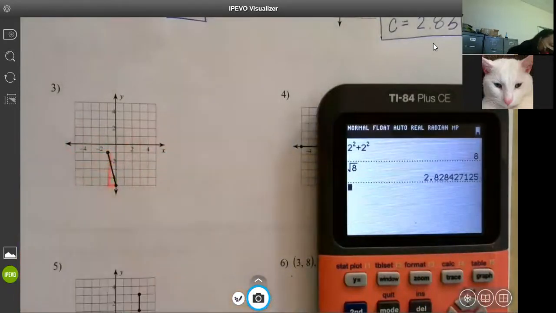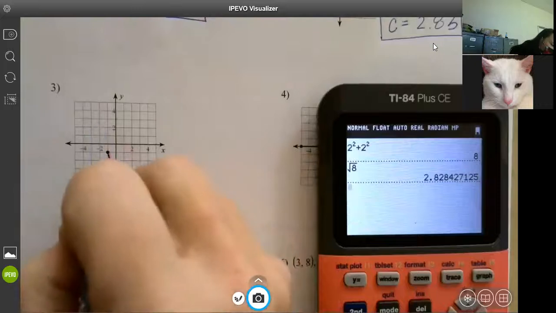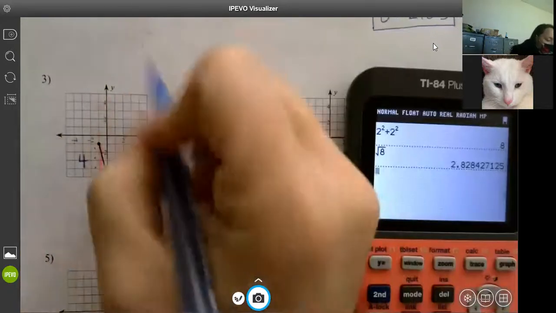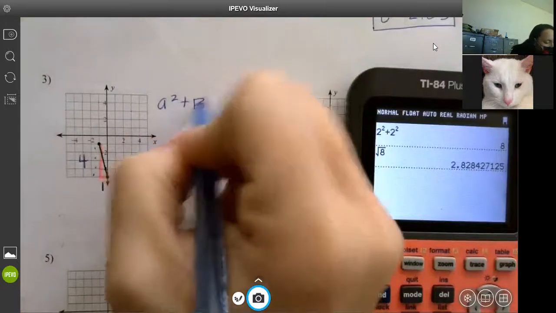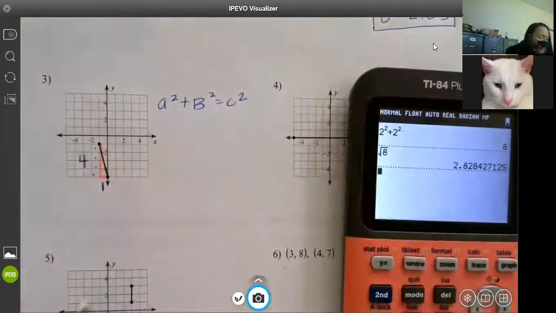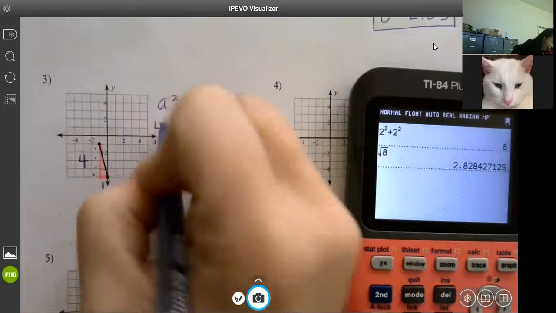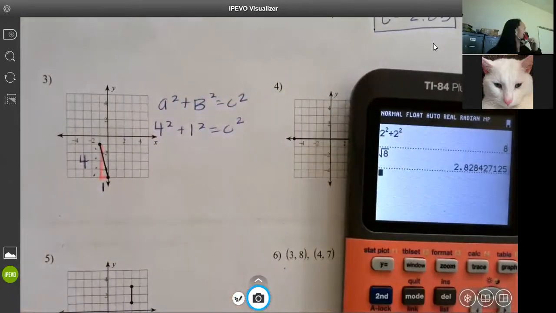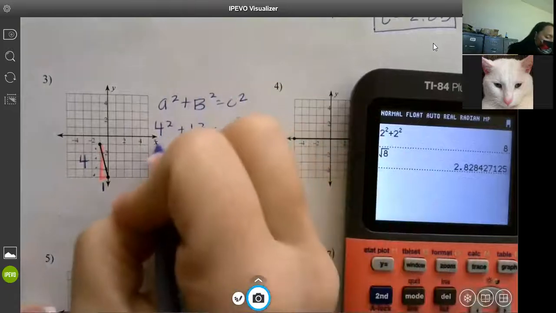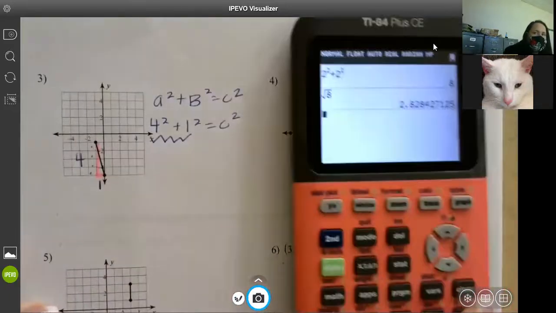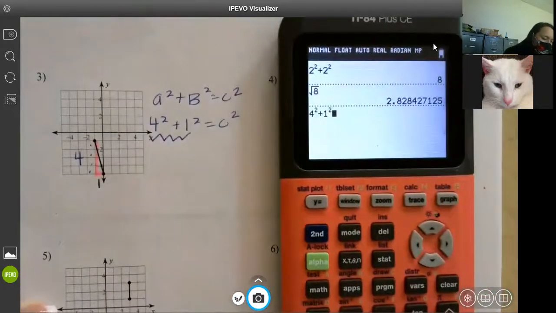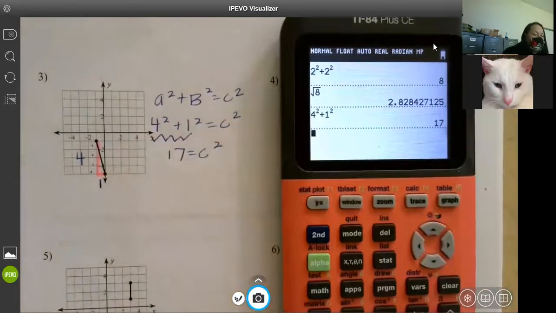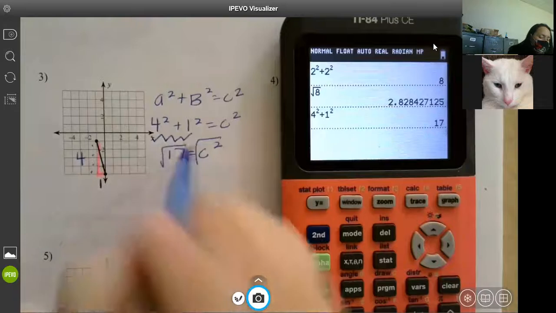Same thing, make my little triangle. Be careful on this one. It's a rise 4, run 1. We're going to put that into our a squared plus b squared equals c squared. Doesn't matter what order you put them in. You could have done 1 squared plus 4 squared. It's fine. Put this in your calculator. So 4 squared plus 1 squared gives me 17. And then take the square root.